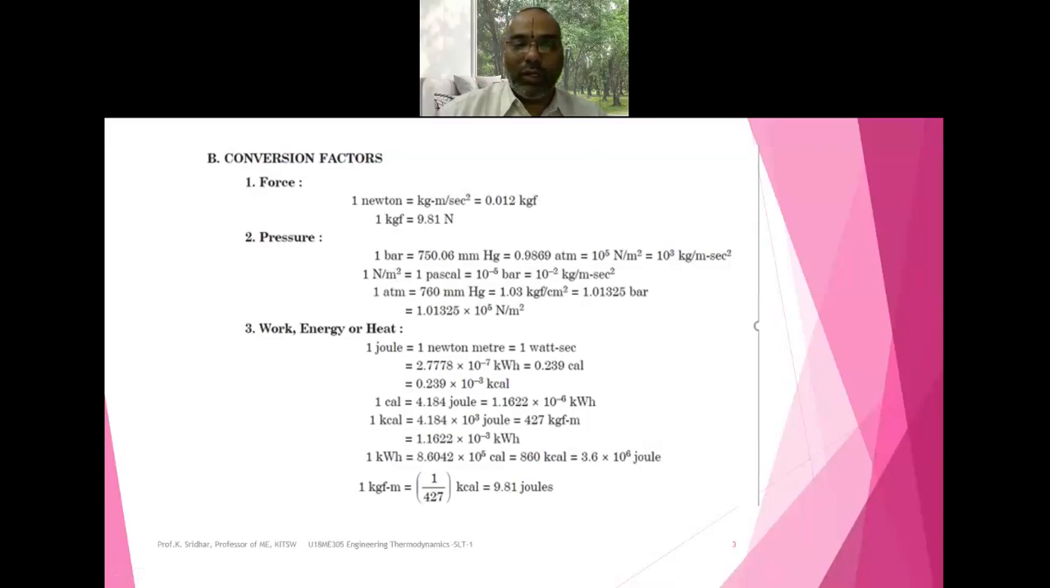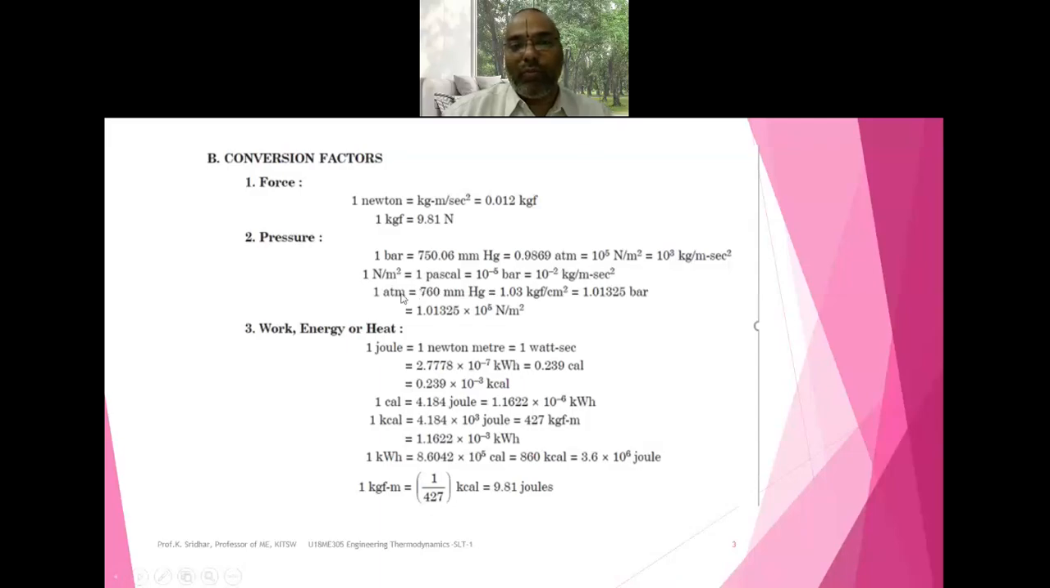First of all, what are the various units of pressure? Bar is one unit; then atmosphere, mm of Hg, centimeter of Hg, Pascal, kg force per centimeter square, kg per meter second square. Like this we can have various units for pressure. And we know that 1 atmosphere is equivalent to 760 mm of Hg or 76 centimeters of Hg.